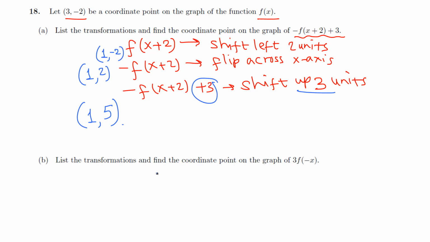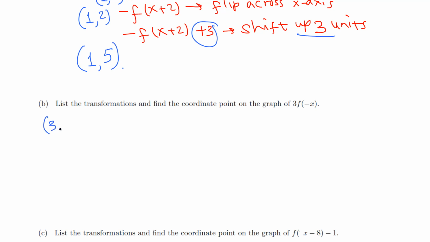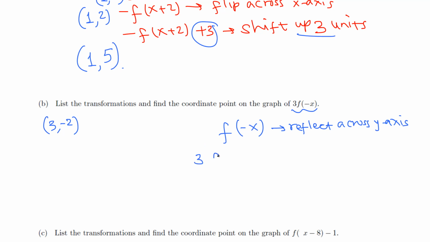Okay. In the same way, let's do part B. So our original point is (3, -2). Now 3 times f(-x). So f(-x) means reflect, or flip, across the y-axis. And then we multiply by 3. Then we stretch by a factor of 3.